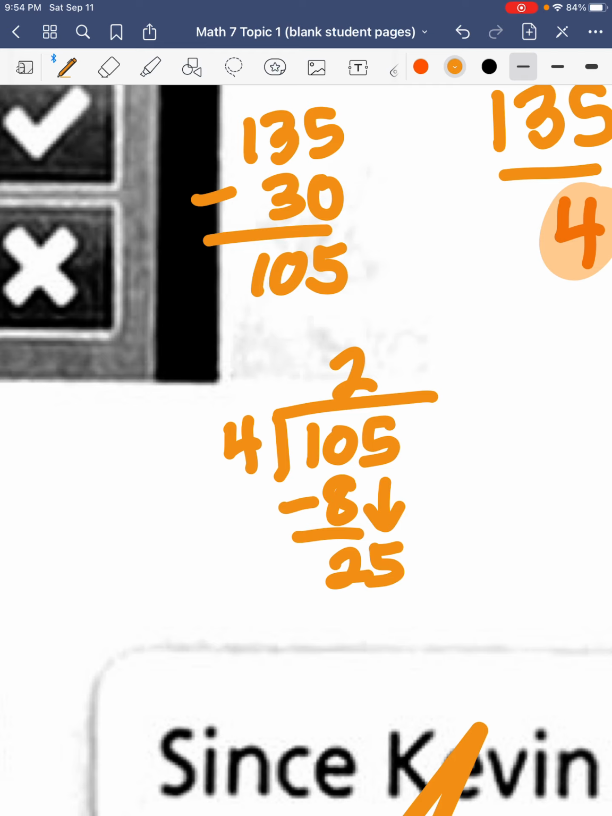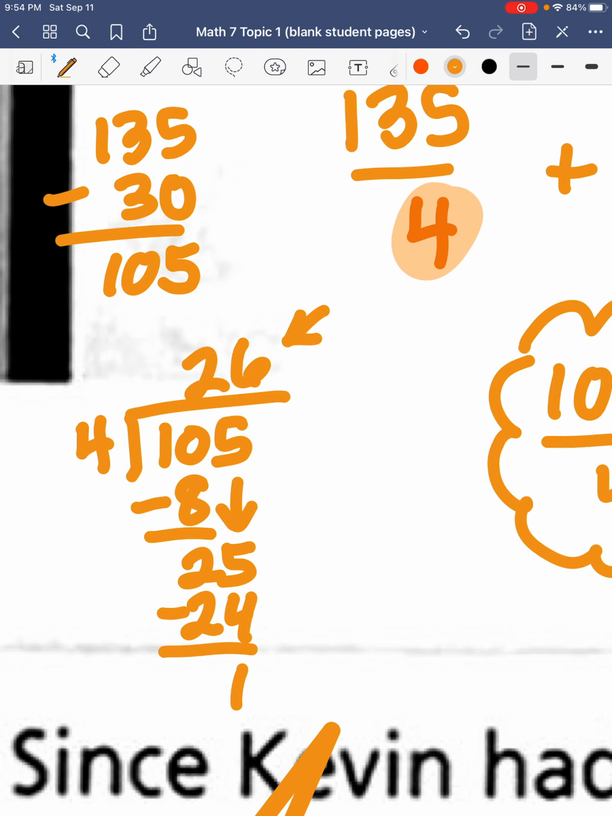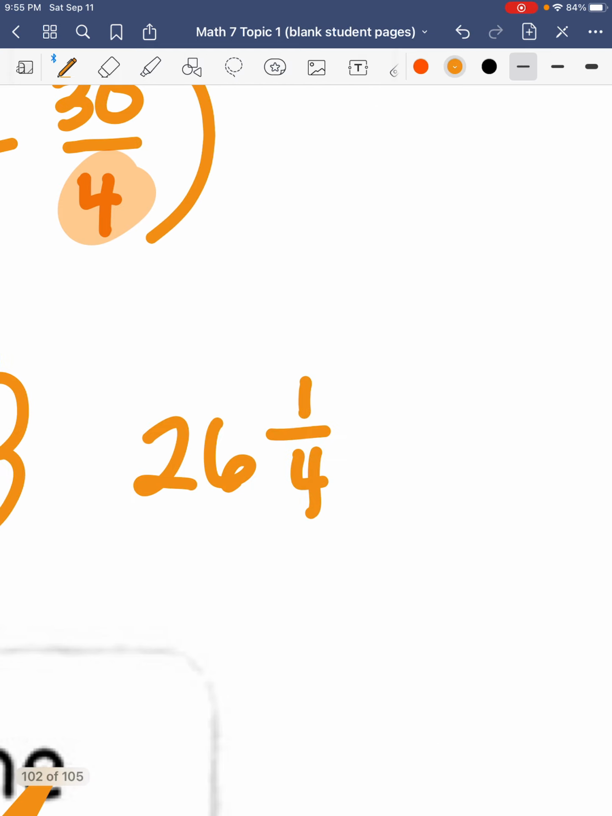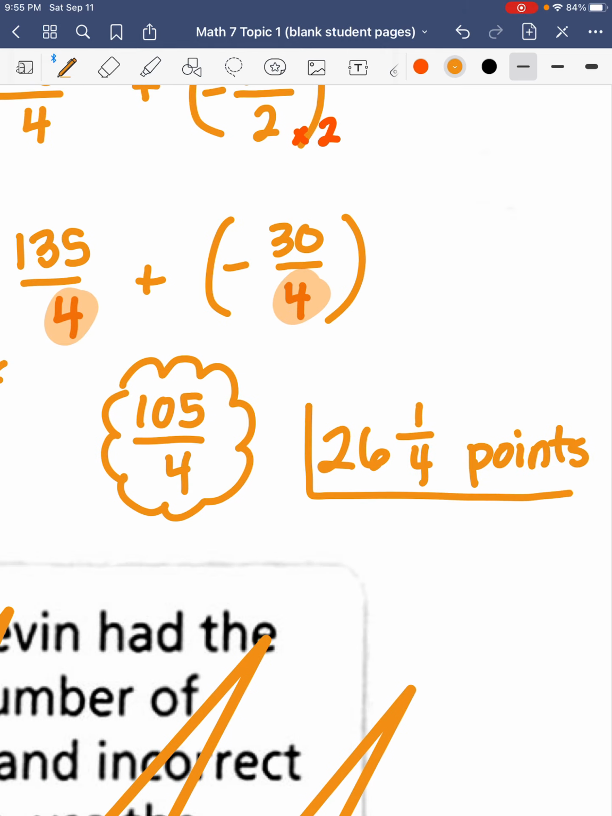4 goes into 25 6 times. 6 times 4 is 24. When I subtract, I get a 1. And right there, I have enough information to write my mixed number. My whole is this 26 right here. My part becomes my numerator, 1, and 4 stays the denominator. So 26 and 1/4 points is how many points Kevin has. 26 and 1/4 points.